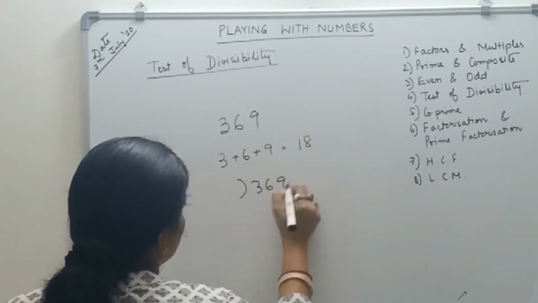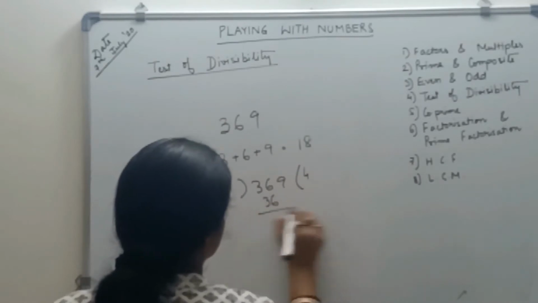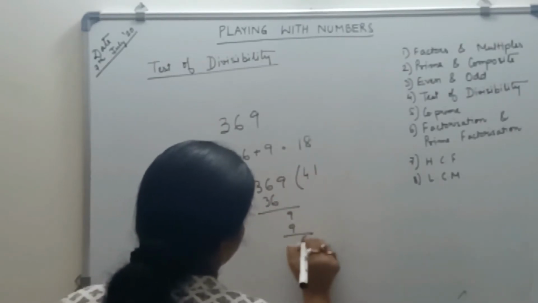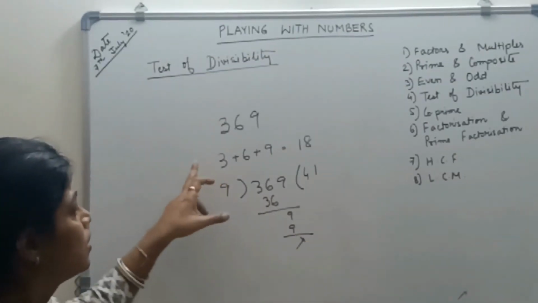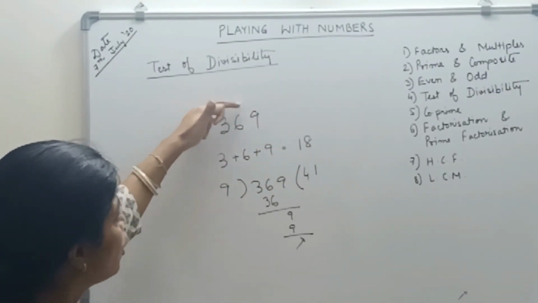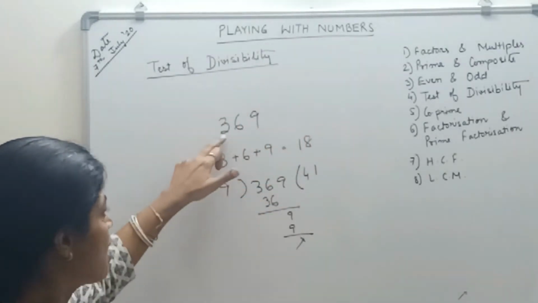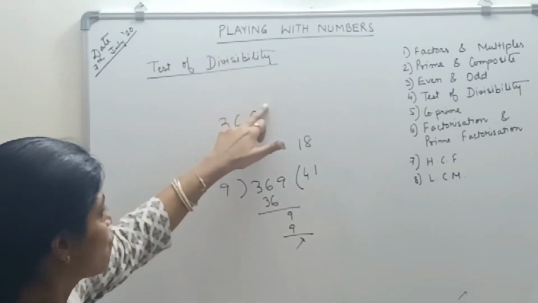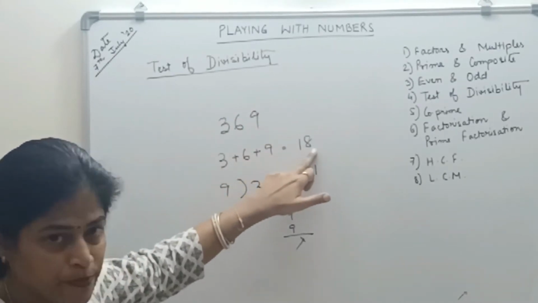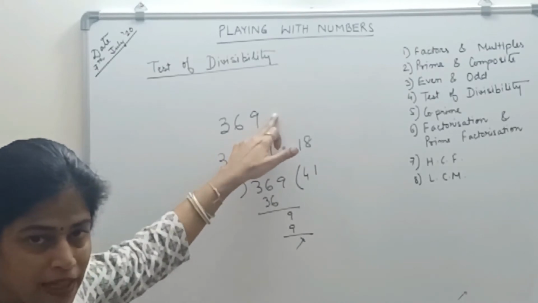Let me show you. 9 fours are 36. So we came to know that by adding all the digits of a number, if the sum is divisible by 9, the number is divisible by 9. After adding these 3 digits of the number, we found 18. So if 18 is divisible by 9, then this whole number will be divisible by 9.